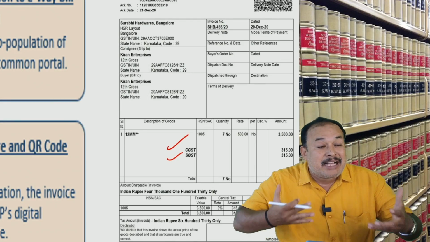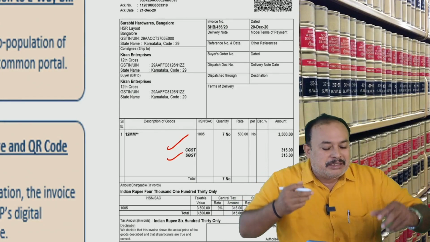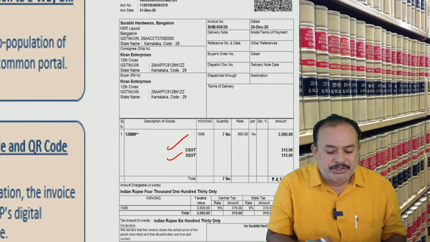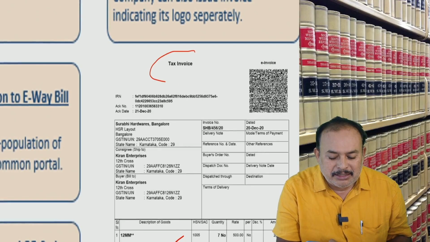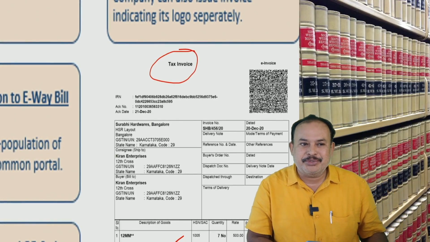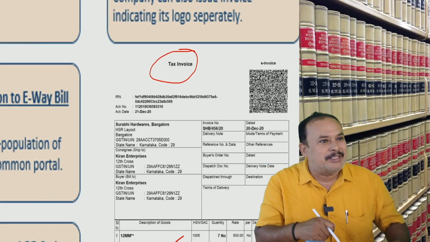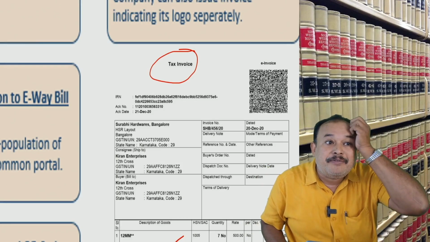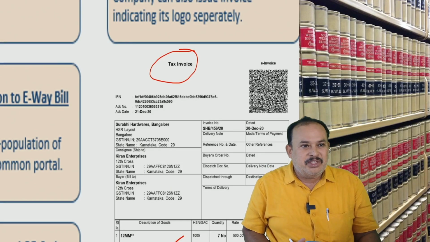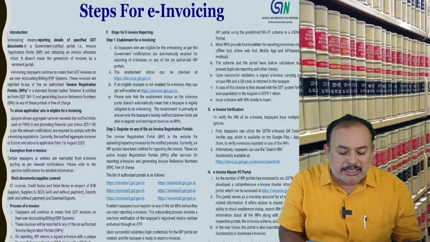That means tax shown in the invoice. Therefore, it is called what? It's called a tax invoice. I know how to prepare this, sir. Prepare it. After that, what you have to do here is, look here.